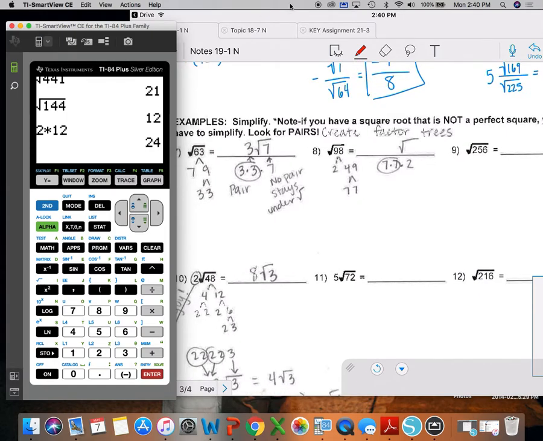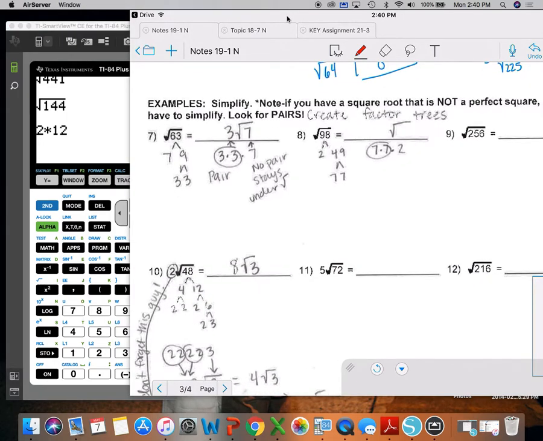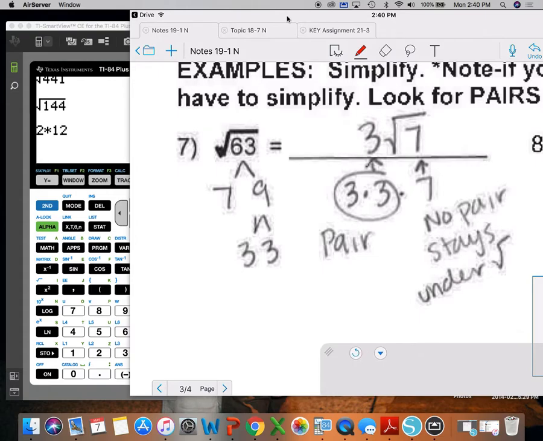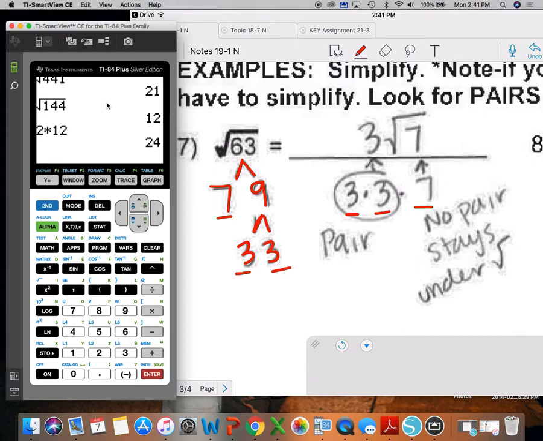Okay, now the bottom half of these notes, we're still being asked to simplify. However, if the square root is not a perfect square, we have to look for pairs and create factor trees. So when we look at problem seven, it has been done for us. What they did was they said 63 is 7 times 9. 7 cannot be broken up any further, but 9 can be represented with 3 times 3. So to get to 63, I would do 3 times 3 times 7. And I can check that in the calculator. 3 times 3 times 7 better equals 63, and it does.